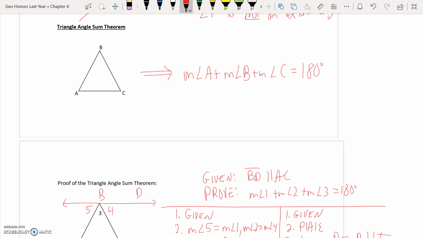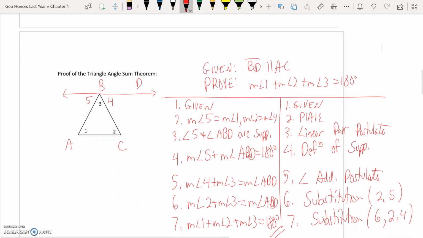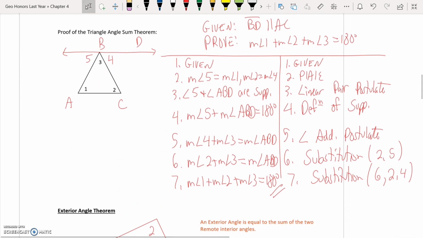Next up, we have the triangle angle sum theorem, which basically says that the three angles in a triangle sum up to 180 degrees. So in our diagram, the measure of angle A plus measure of angle B plus measure of angle C adds up to 180 degrees. And here is our proof of that. I'd like for you to try this proof on your own before you look at mine. But here's what the proof looks like.